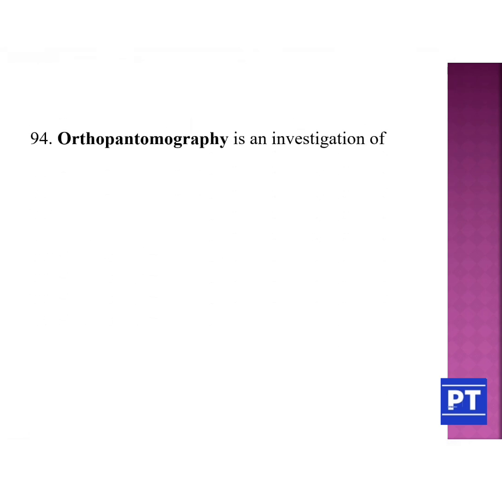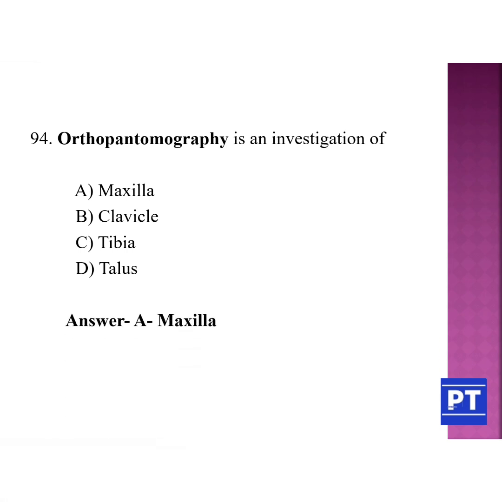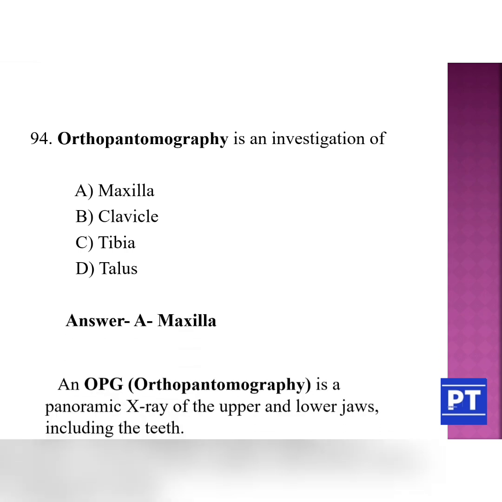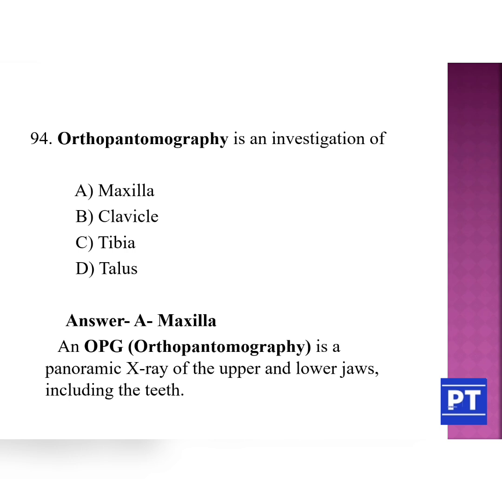Question number 94. Orthopantomography is an investigation of option A maxilla, option B clavicle, option C tibia and option D talus. The answer is option A maxilla. An OPG, orthopantomography, is a panoramic X-ray of the upper and lower jaw including the teeth.